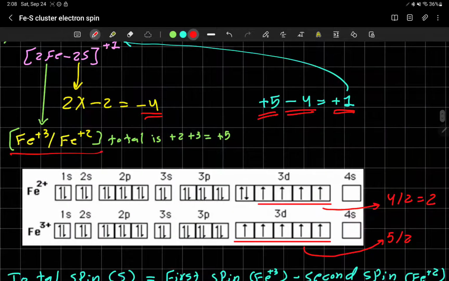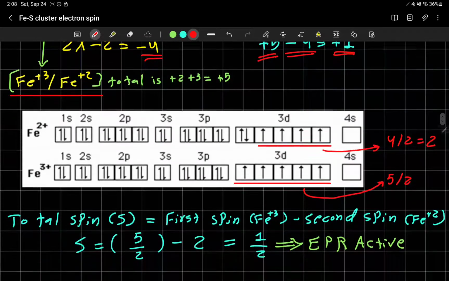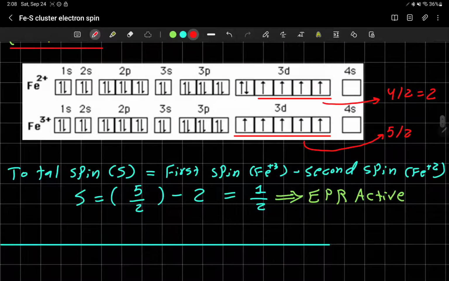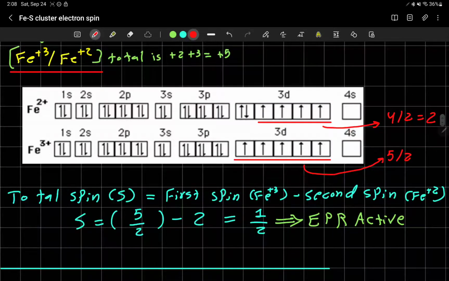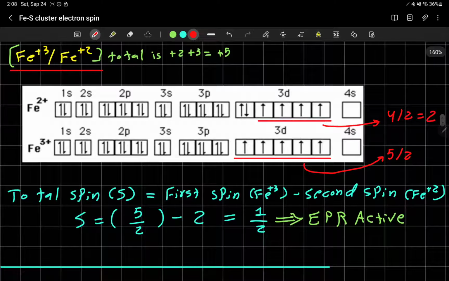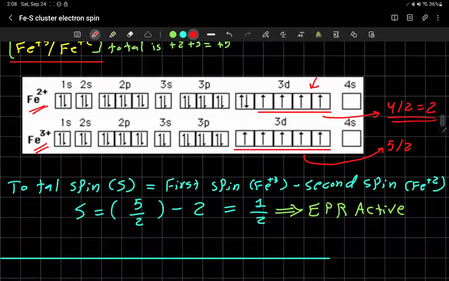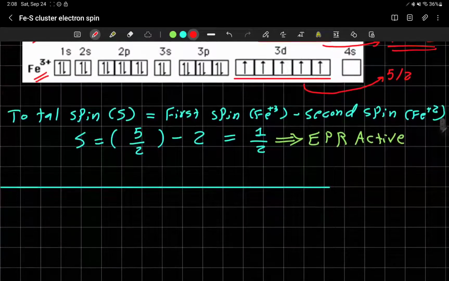So the 5+ would be this case: Fe3+ and Fe2+, which will give the total charge of 5. And if we come to the electron spin, now we have the case of Fe2+ and the case of Fe3+. We have 4 electrons here for the Fe2+, which will give us the electron spin of 2. 4 over 2 will give us 2. And the Fe3+ will give us 5 over 2.